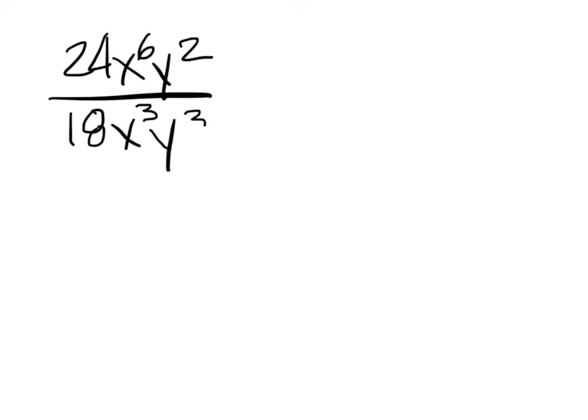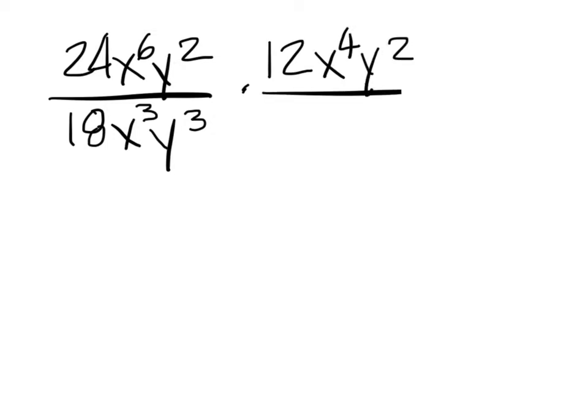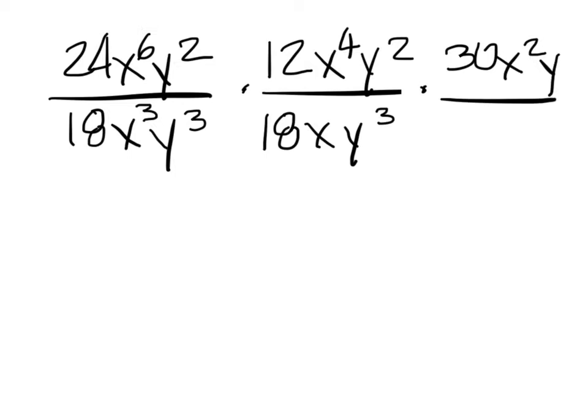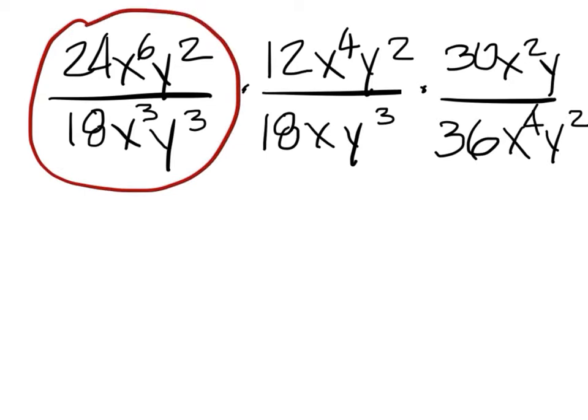This is one like number 7 on the homework. 24x to the 6th y to the 2nd over 18x to the 3rd y to the 3rd, times 12x to the 4th y to the 2nd over 18x y to the 3rd, times 30x squared y over 36x to the 4th y to the 2nd. You can break these down one at a time, starting with this one.